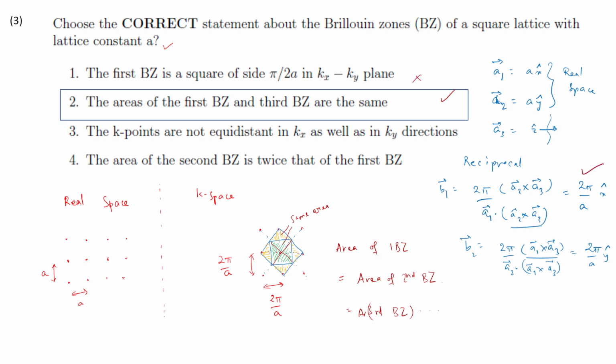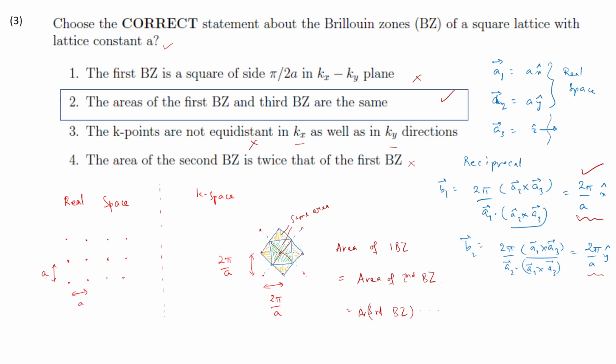So this is wrong. The k points are not equidistant in kx as well as ky, but here we see that the k points in the x direction are 2 pi by a separated, and here also they are 2 pi by a separated. So they are equidistant. So this statement is wrong, and the area of the second Brillouin zone is twice that of the first. This is wrong because we proved here that it is the same.